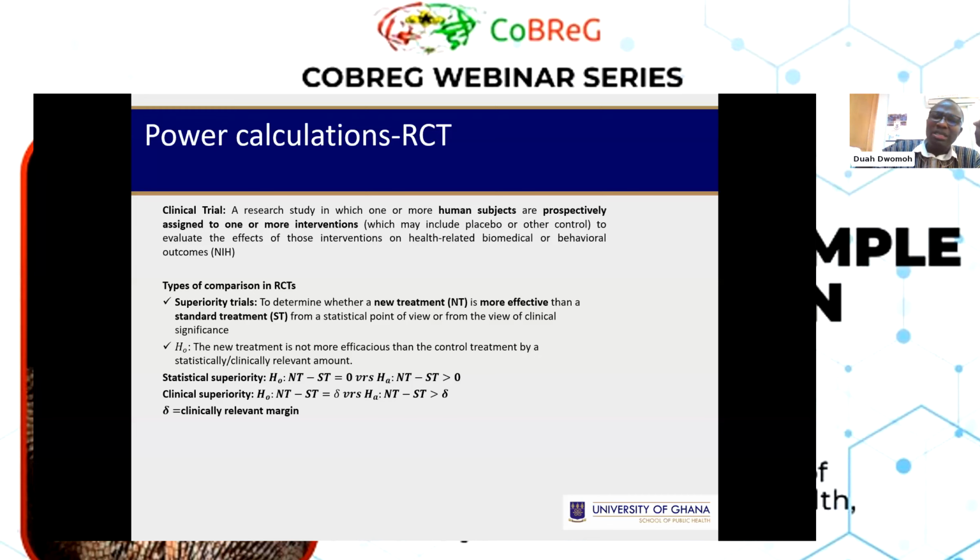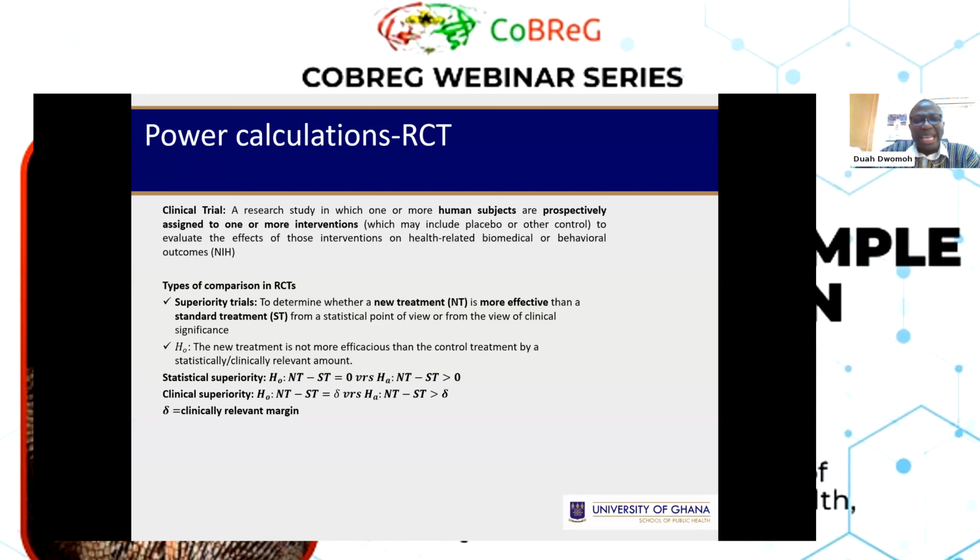Now, in the context of superiority trials, what we are trying to do is test the null hypothesis that the new treatment is not more efficacious than the control treatment by either a statistically or clinically relevant amount. So if you look at our null hypothesis, new treatment minus standard treatment is equal to 0, versus new treatment minus standard treatment greater than 0. That is statistical superiority. That is our focus.